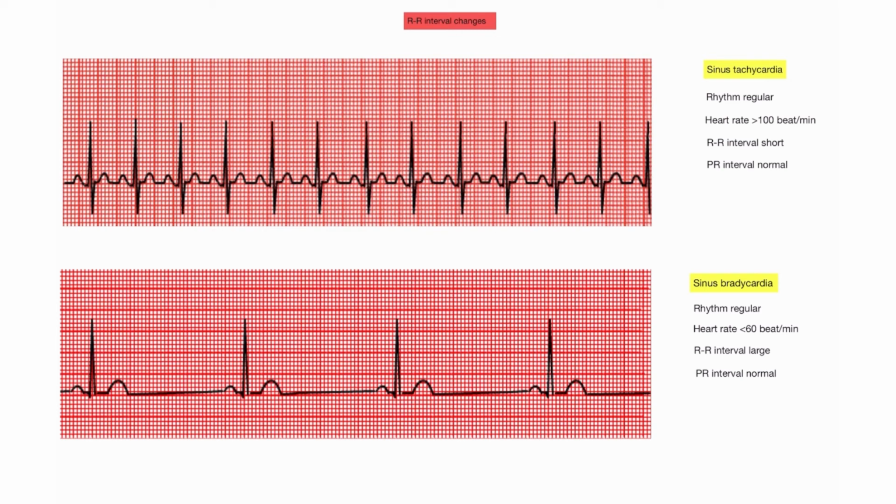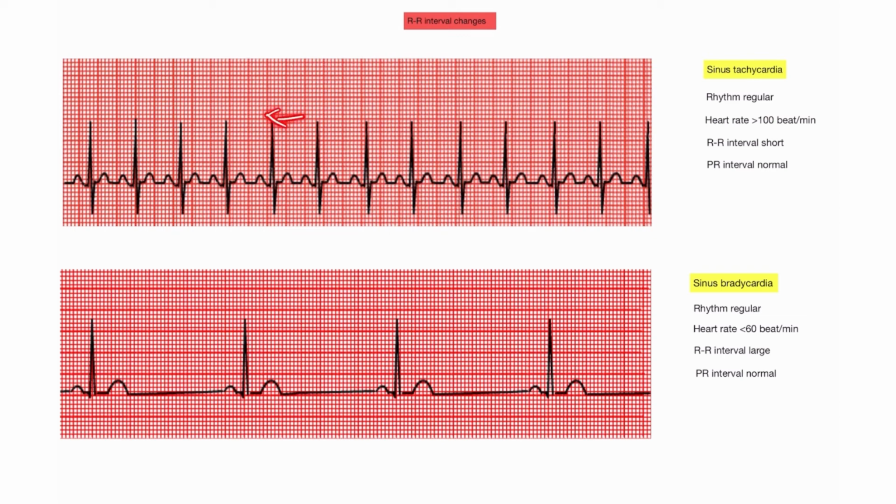But in the case of sinus bradycardia, you will see that there is a large gap between the RR interval of the first and the second beat. So in sinus tachycardia the rhythm is regular, and in bradycardia the rhythm is also regular, but in sinus tachycardia the heartbeat is greater than 100 beats per minute.